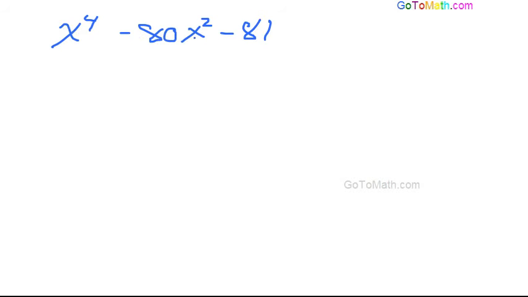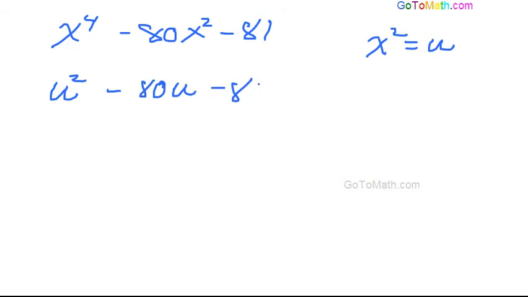Okay, so in the previous two problems, we worked with this trinomial that has a degree of 4 here, and so you should have an idea of what we need to be doing here. We're going to let x squared equal u and then do our substitution. So this becomes u squared minus 80u minus 81. And once again we're looking for two numbers that we can multiply together to give us 81, and then when we add them we get 80.